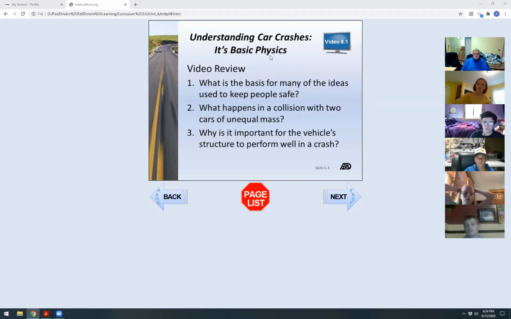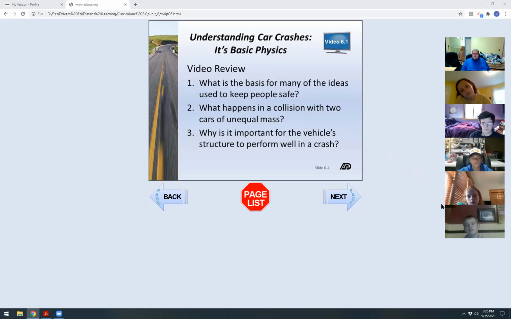It's right here in the title, physics, scientific research, both statistics that they get from accidents that do happen and the information they get from recreating accidents. You saw where they intentionally crash cars with dummies in them, with sensors and whatnot. They can gather information, and so we know how accidents occur, what parts of the car are weaker, and things like that. What happens in a collision with two cars of unequal mass?